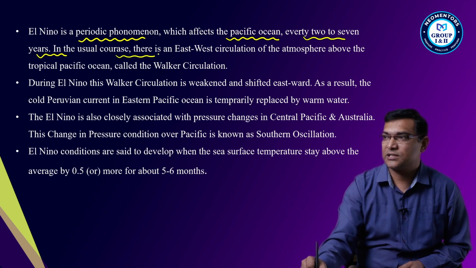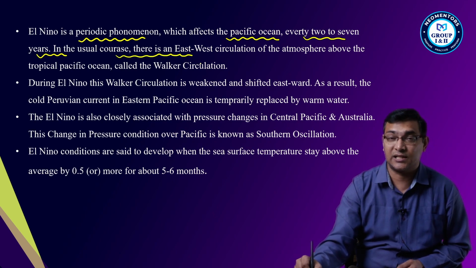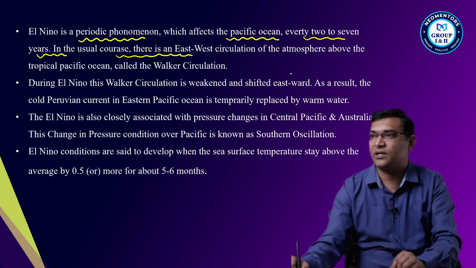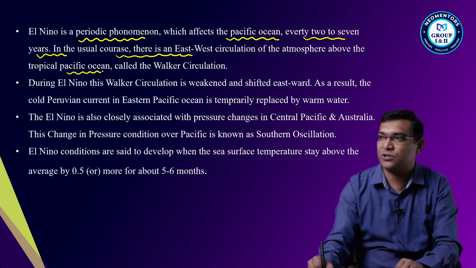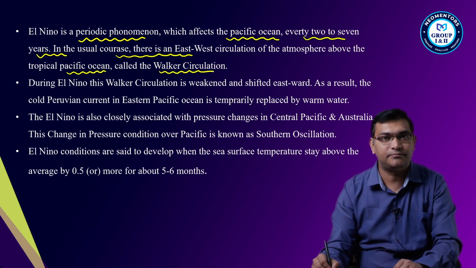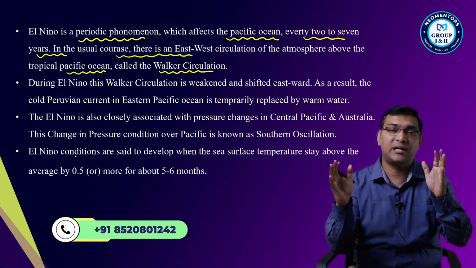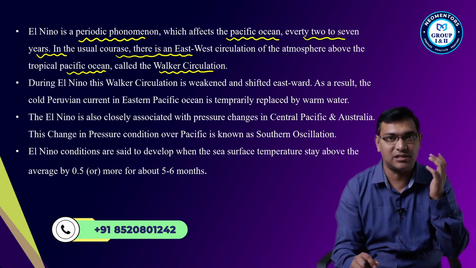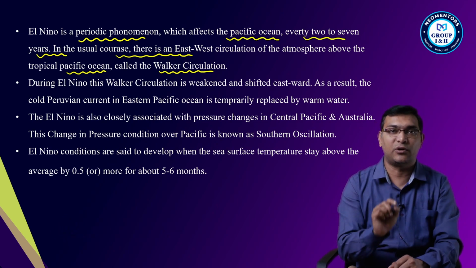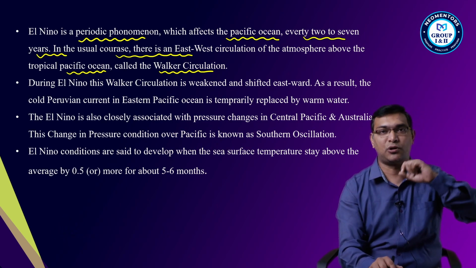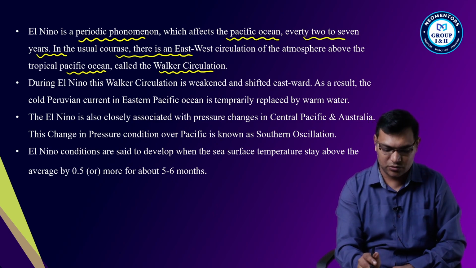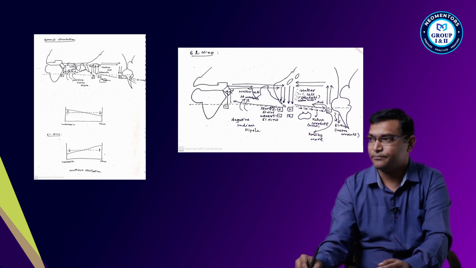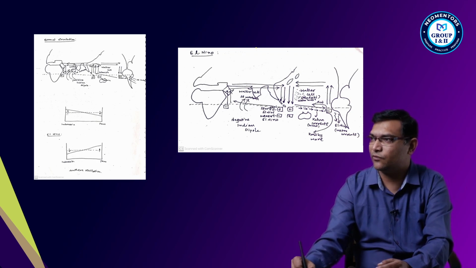In usual courses, the east and western circulations, the eastern part of the Pacific Ocean as well as the western part, the atmosphere above the tropical Pacific Ocean, is called a Walker cell. They change. The weather pattern changes. Why? It is because of the El Nino effect, and that impacts your Indian monsoon. First, we have to know what will happen in the normal part.